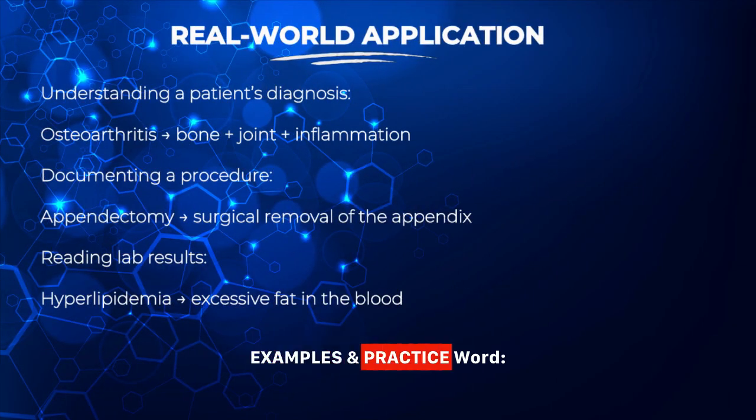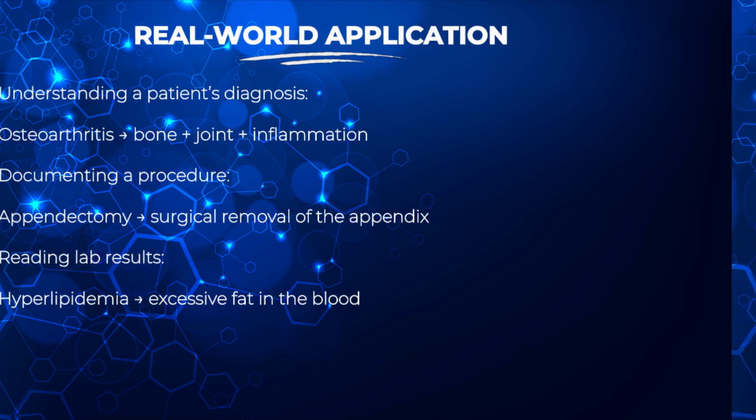Examples and practice. Word: cardiomegaly. Cardi, heart, plus megaly, enlargement, equals enlargement of the heart. Word: neuroplasty. Neuro, nerve, plus plasty, surgical repair, equals surgical repair of a nerve. Word: hypoglycemia. Hypo, low, plus glyc, sugar, plus emia, blood condition, equals low blood sugar.